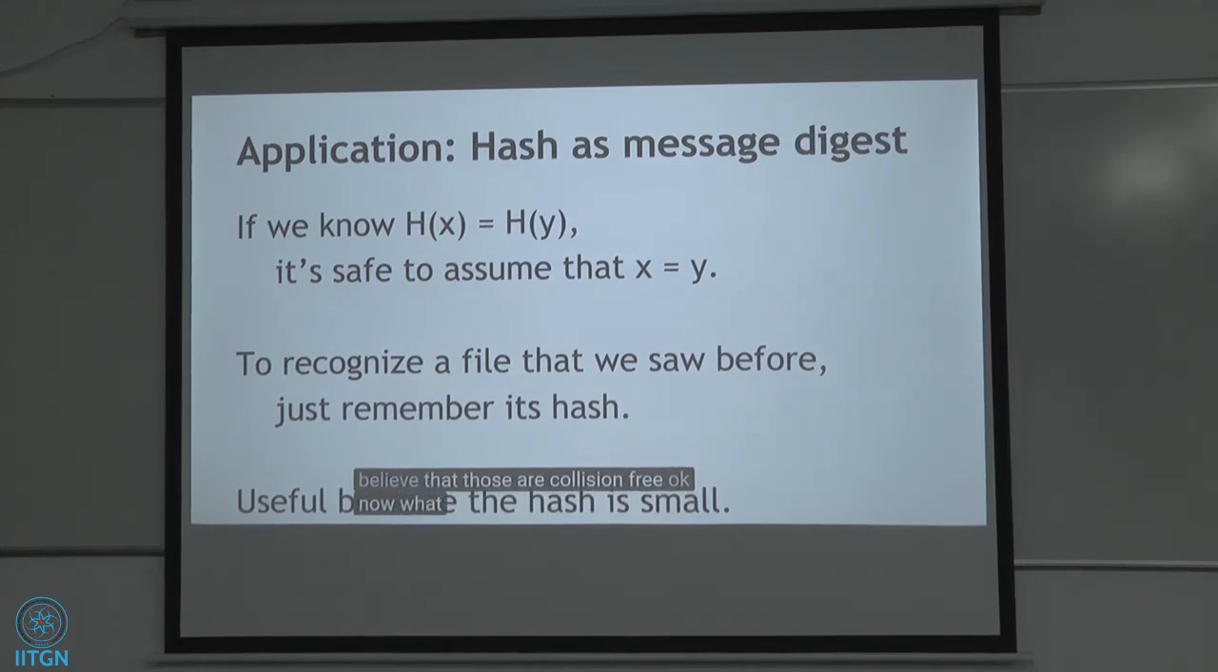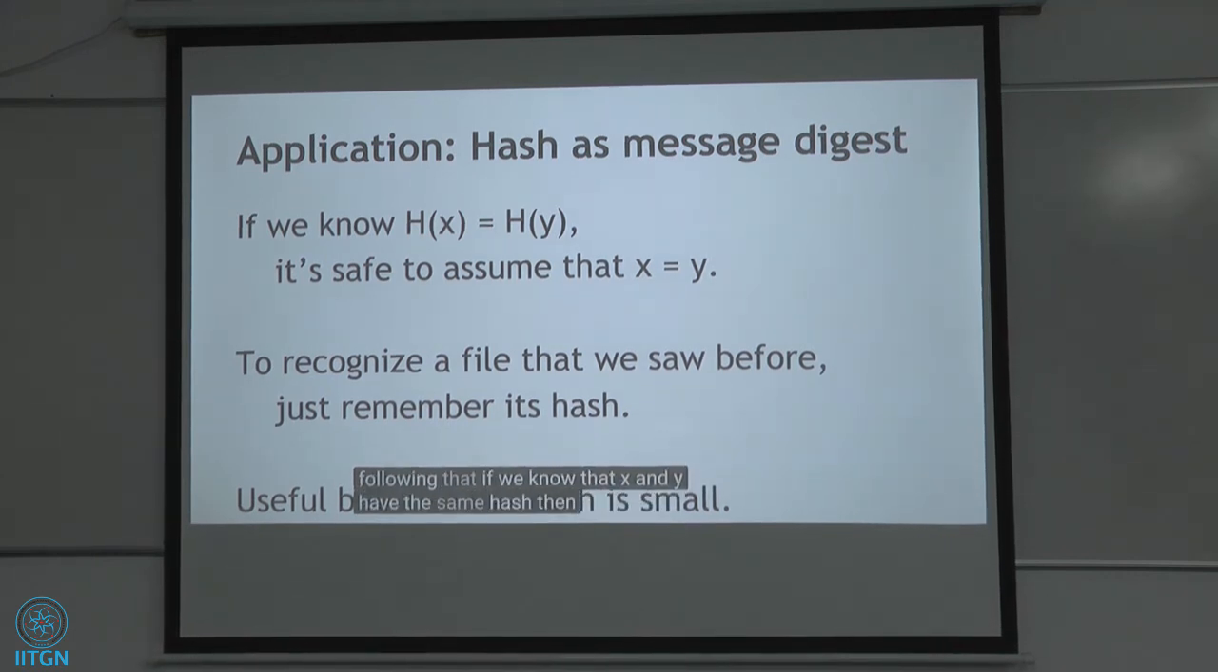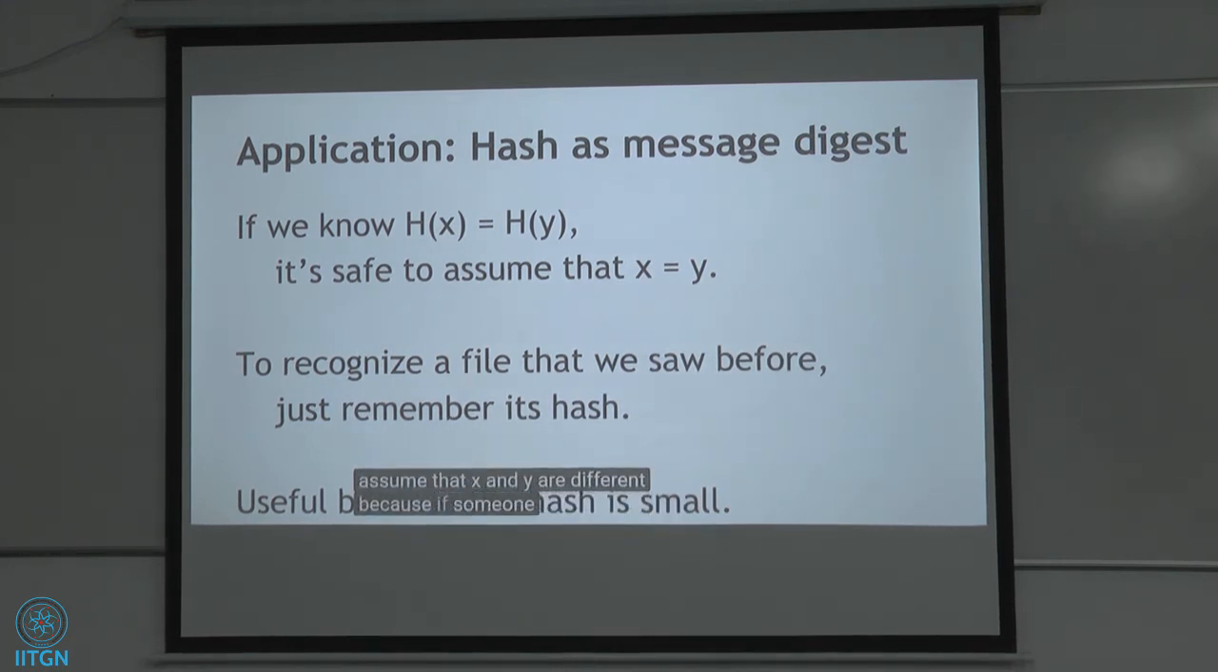Okay. Now, what good does collision freedom do us? If we can assume that we have a hash function that is collision-free, then we can use that hash function as a message digest. And what I mean by that is the following: if we know that X and Y have the same hash, then it's safe to assume that X and Y are the same. Because if someone knew an X and Y that were different that had the same hash, of course that would be a collision. Since there's not a collision that we know of, then knowing the hashes are the same, we can assume that the values are the same. And this lets us use the hash as a kind of message digest.